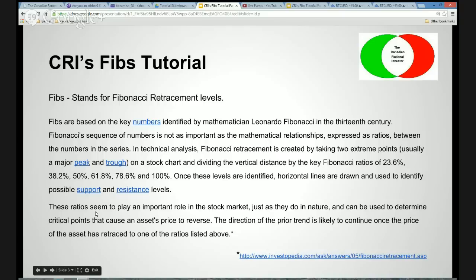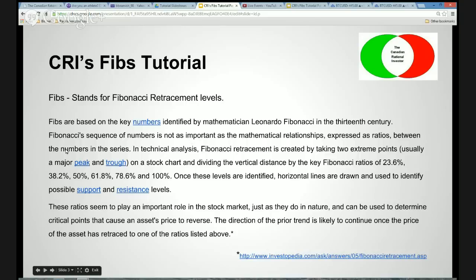These ratios seem to play an important role in the stock market, just as they do in nature, and can be used to determine critical points that cause an asset's price to reverse. The direction of the prior trend is likely to continue once the price of an asset has retraced to one of these ratios listed above.